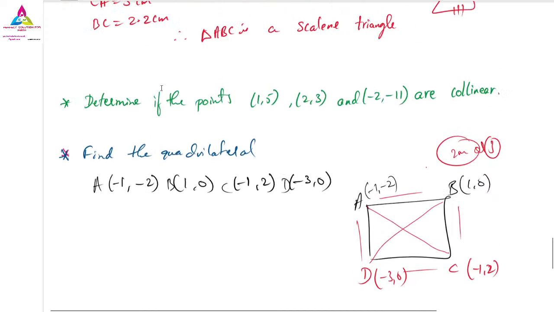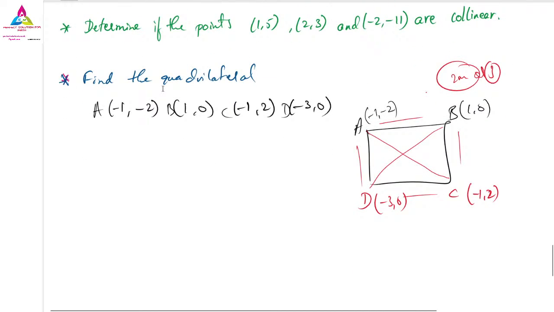The last time I gave you a homework question over here: determine if the points (1, 5), (2, 3) and (-2, -11) are collinear or not. I have already informed you what collinear is, so you will have to find that answer. So let us go through it.